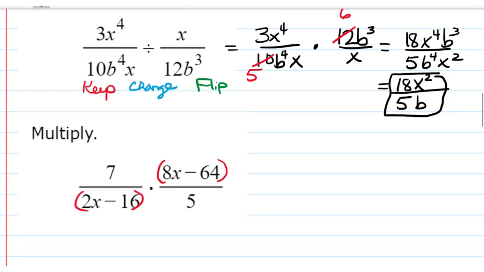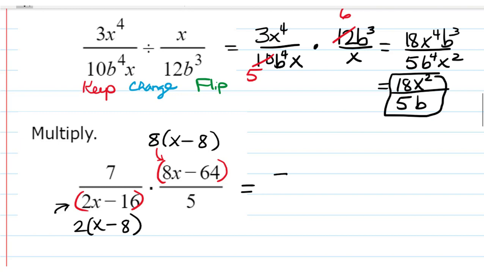So right now I can look right here and see that 8x and 64 have something in common. They have an 8 in common. And if I factor that out, it leaves x minus 8. And down here, where I have 2x minus 16, these two terms have a 2 in common. So factoring out the 2 leaves behind x minus 8.